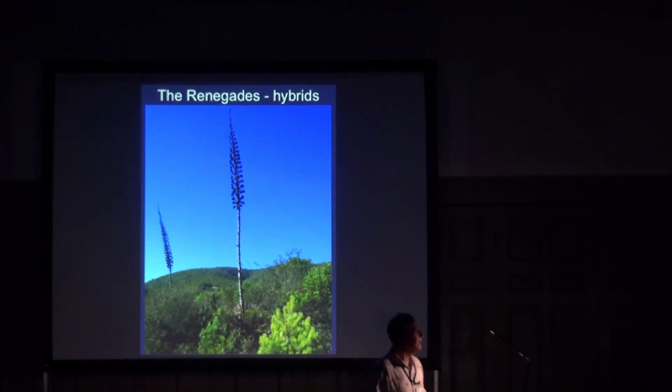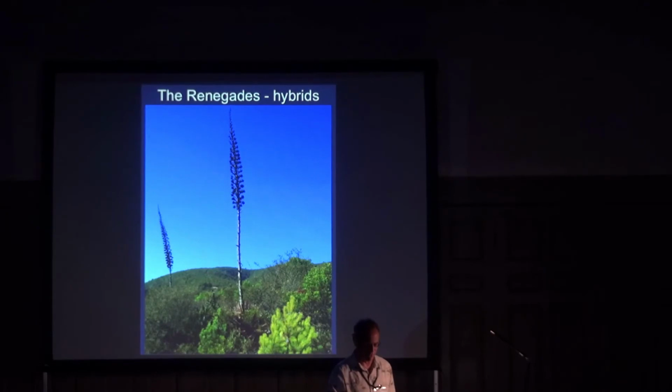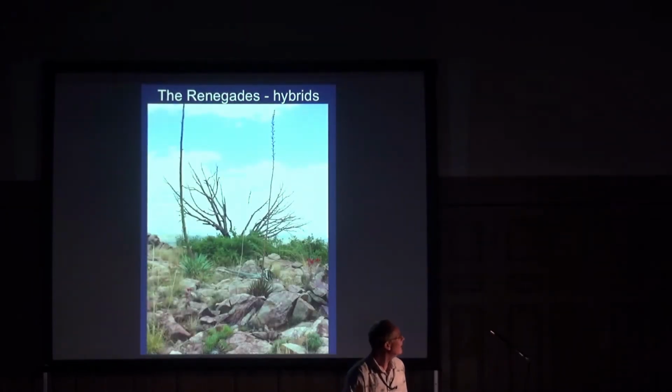But first, we've got some of the renegades, some hybrids. So this is a hybrid between the two different subgenera. You can see the short side branches here with flowers clustered at the end. So that's characteristic of the subgenus Agave. But it's got a much longer inflorescence, more characteristic of the Lidii. So we've got hybrids between those two. So that's one.